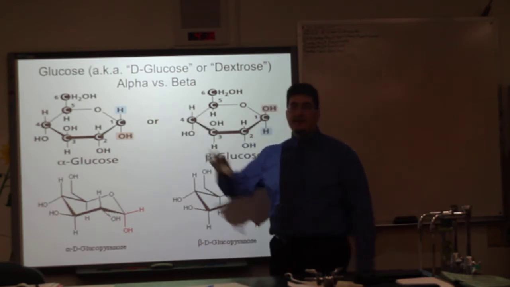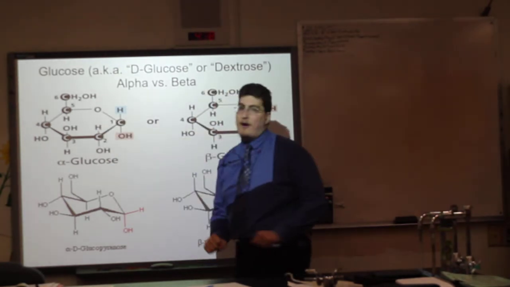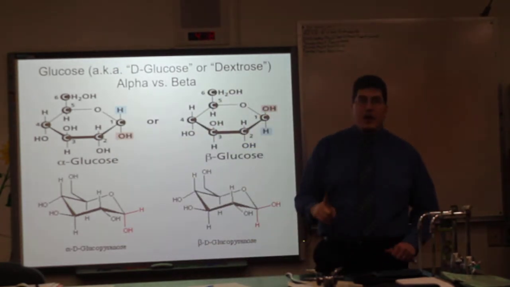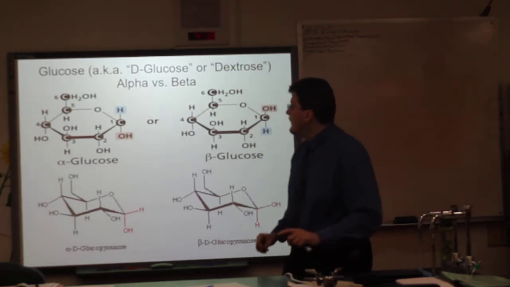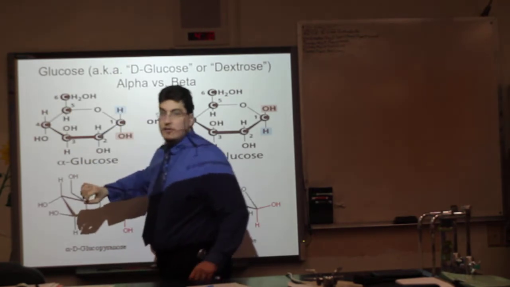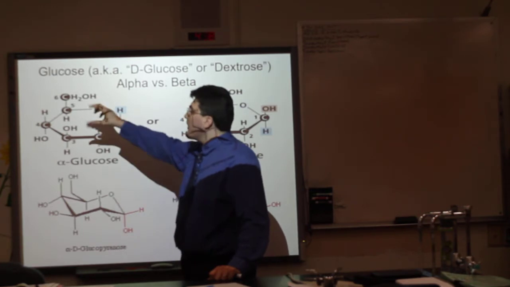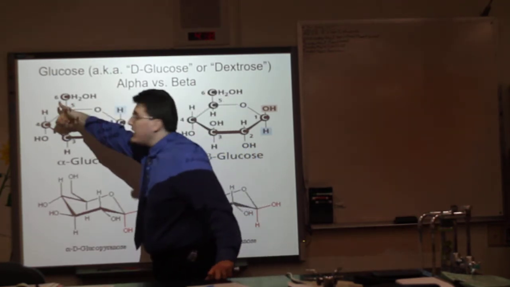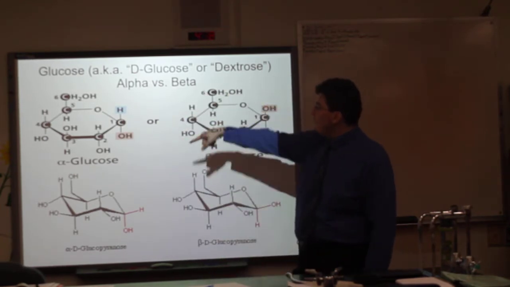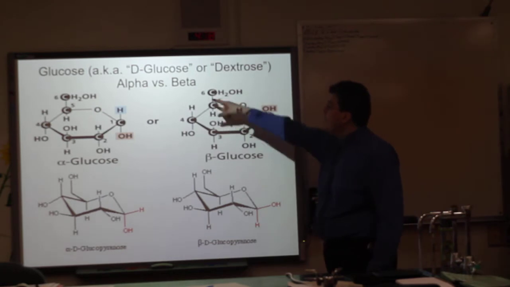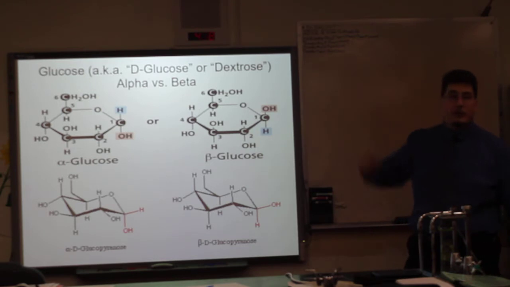The 4-carbon is always the same. The 4-carbon will always have its hydroxyl group down. That is, in fact, the difference between alpha glucose and alpha galactose. The 4-carbon in galactose is flipped. In alpha glucose, it is down, and 1 is down. In beta glucose, the 4-carbon hydroxyl group is down, and the 1-carbon hydroxyl group is up.